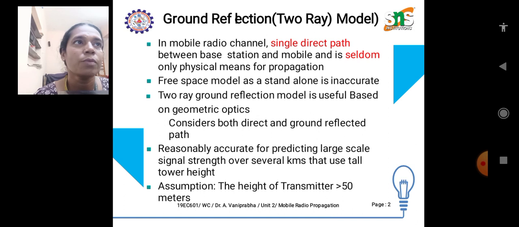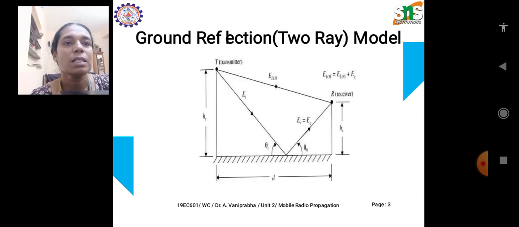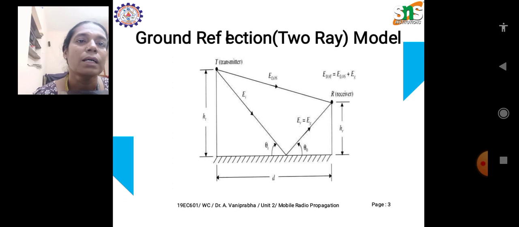Let us assume the height of the transmitter is more than 50 meters. See here, this is a simple example or representation of a transmitter and receiver kept 50 meters apart. The transmitter is of greater height when compared with the receiver. The height of the transmitter is represented as ht. The height of the receiver is represented as hr.